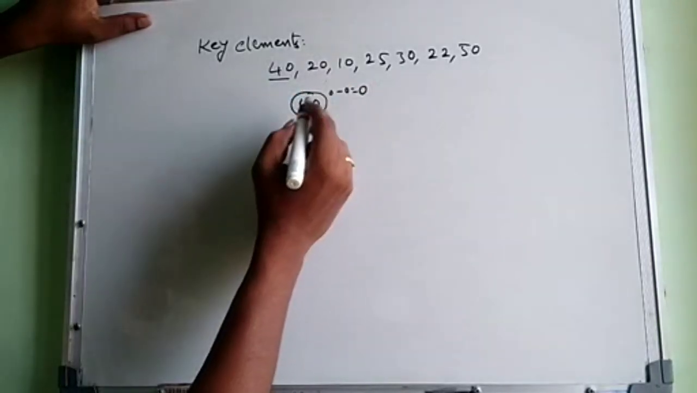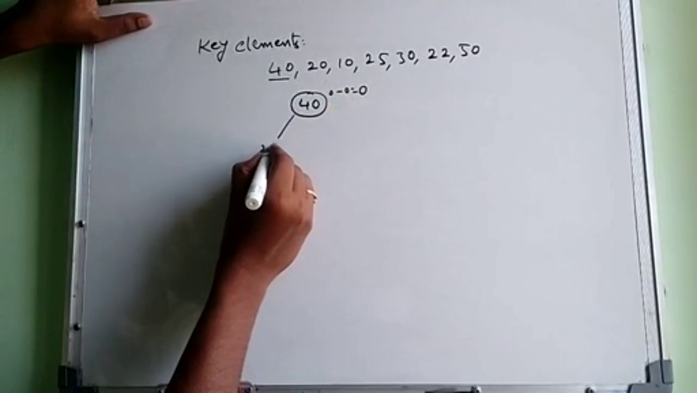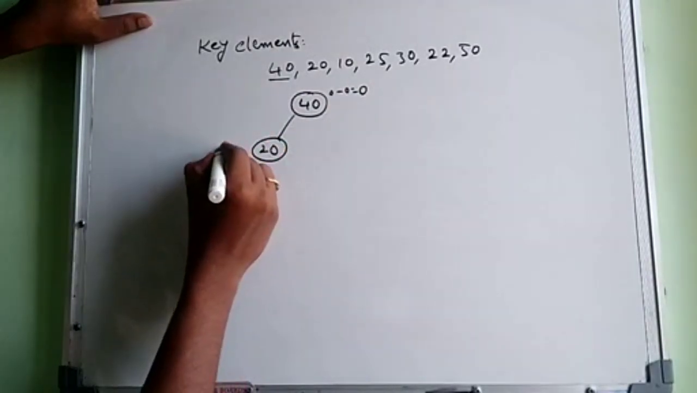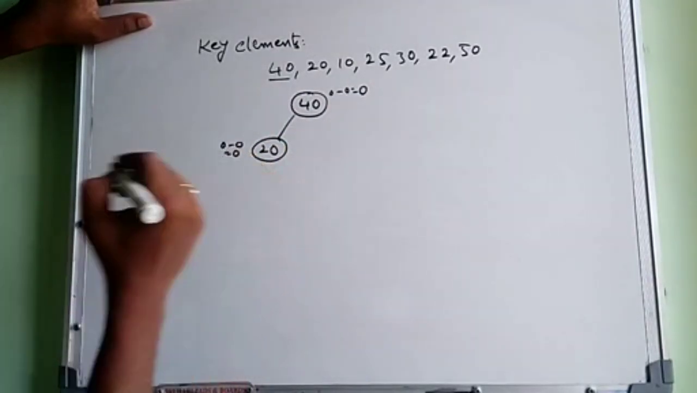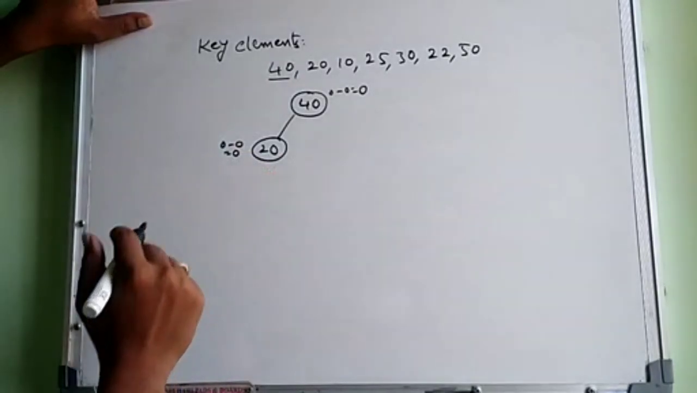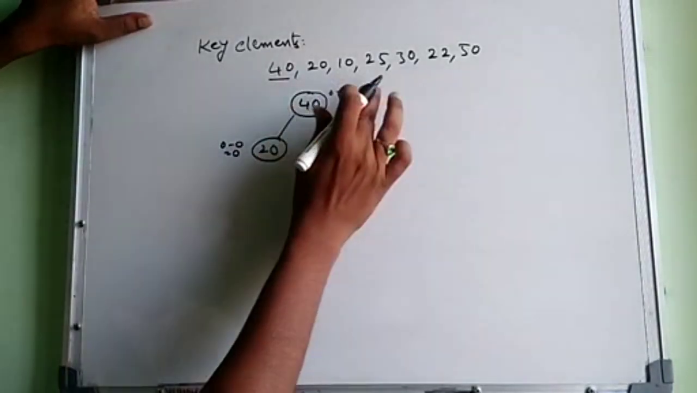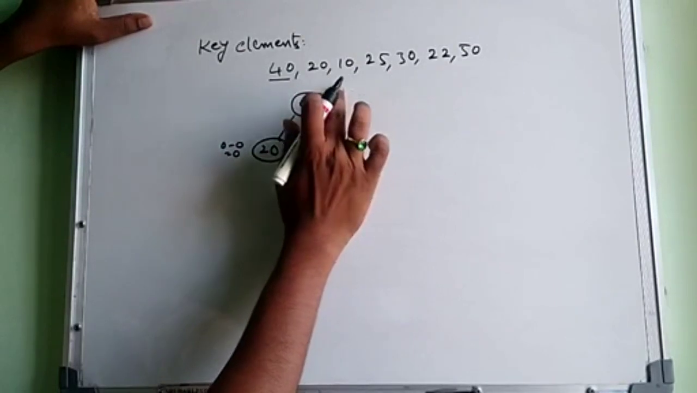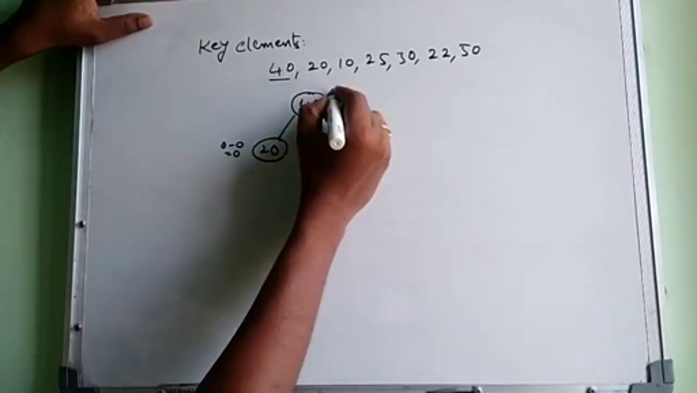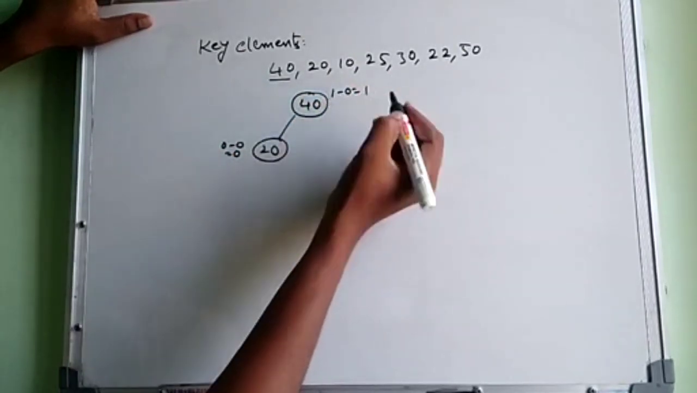Next, 20. 20 is less than 40, so place it here. No left child, no right child, so the balance is 0. Next, 40's balance factor value is changed. So 1 on the left side, no right child, so 1.